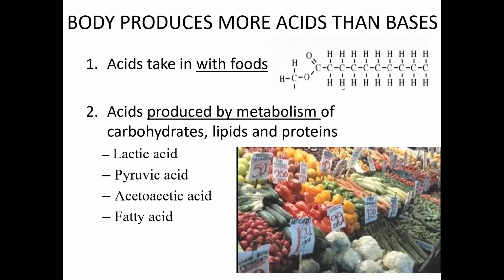Secondly, once we get these components through our diet, metabolism of these biomolecules like carbohydrates, lipids, and proteins produces acids as a result of the metabolism. The acids which are going to be produced are lactic acid, pyruvic acid, acetoacetic acid. These are some examples which can be produced in our body as a result of the metabolism of carbohydrates, proteins, and lipids.